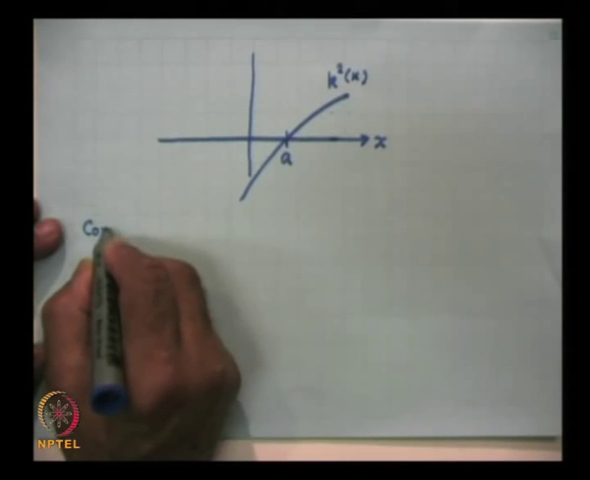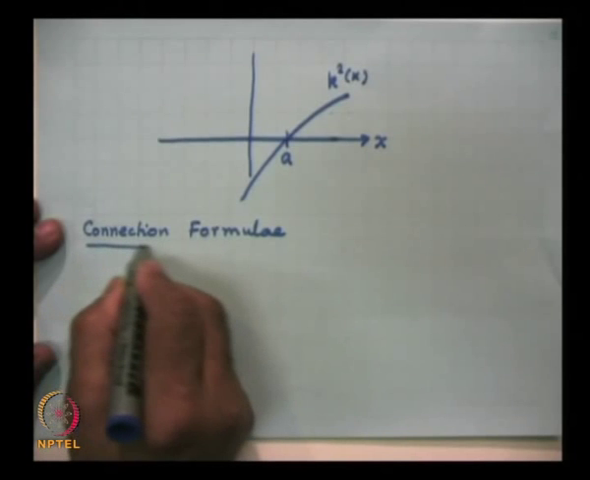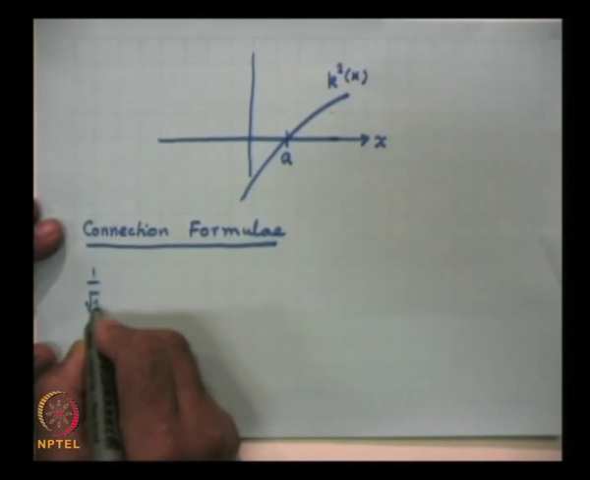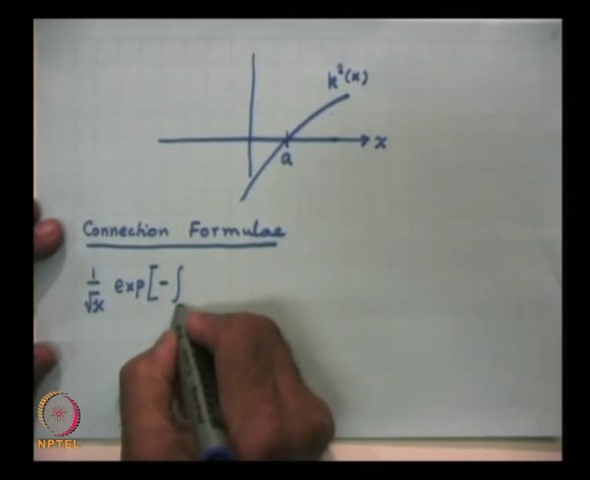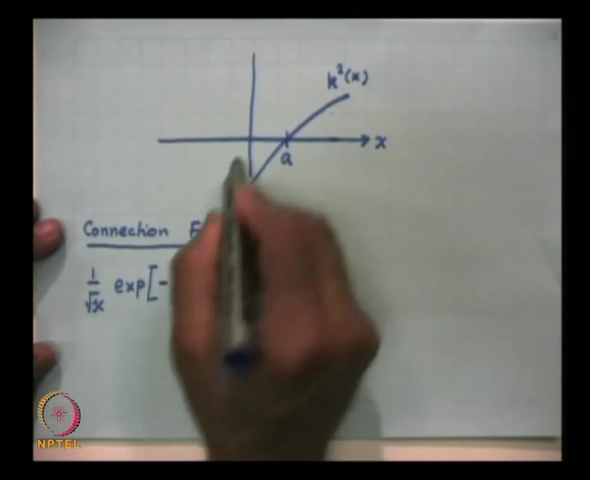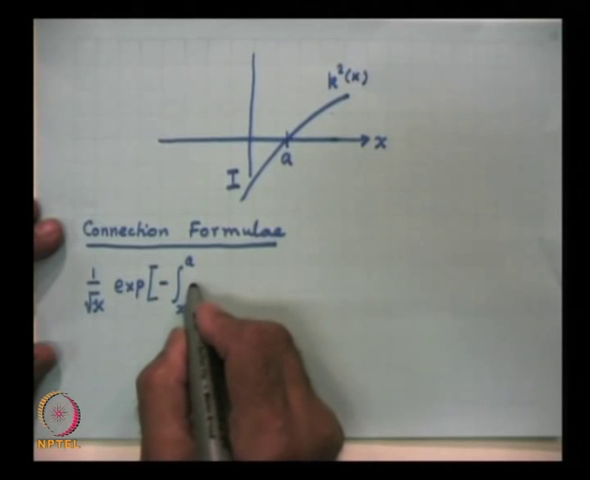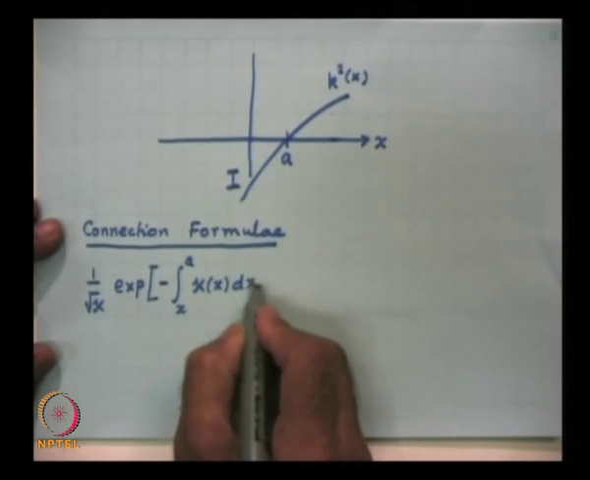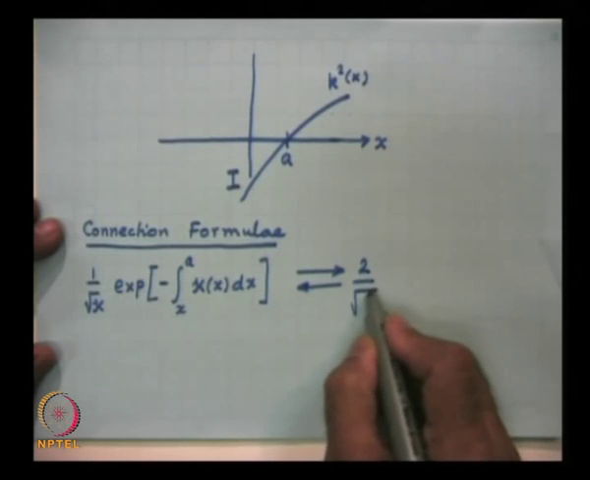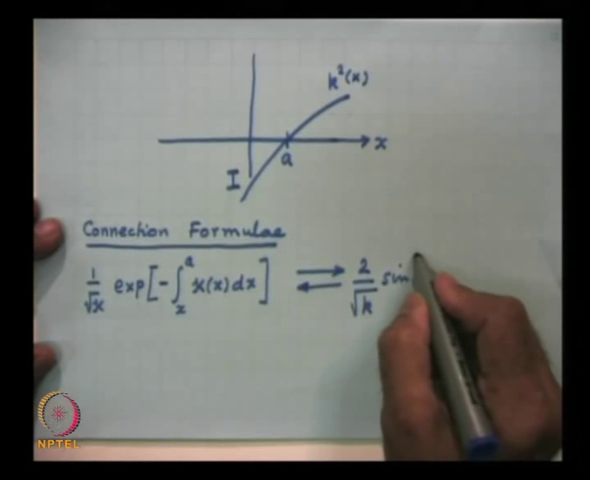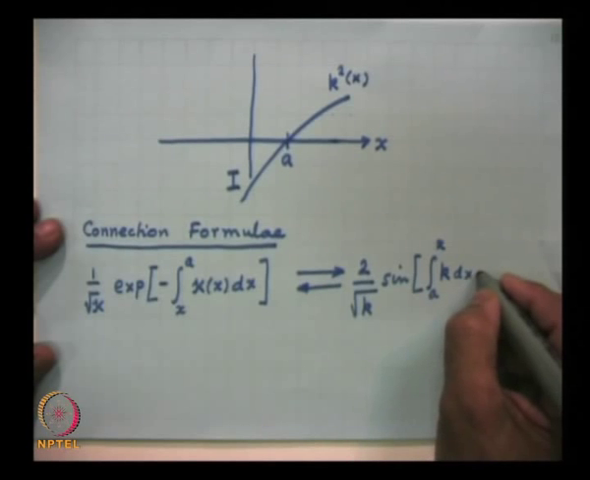So, the connection formulae are: 1 over root kappa exponential minus integral x to a, because this is the first region, for x less than a, kappa of x dx, this goes over to, there is a factor of 2 there, 2 by root k sine of integral a to x k dx plus pi by 4.